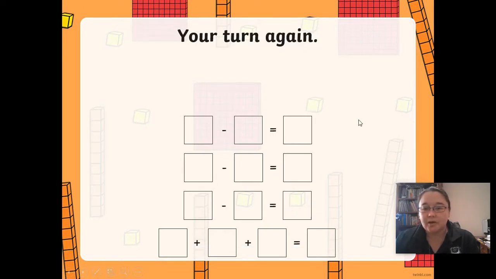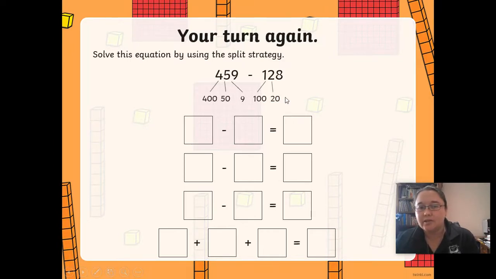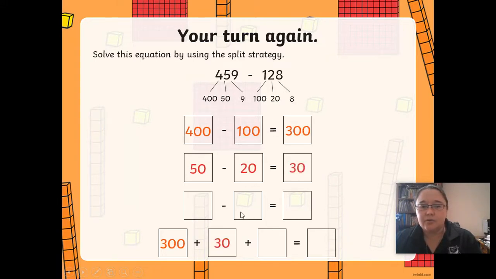So we're going to try it again with the subtraction. So 459 take away 128. So let's split those numbers up again. 459, 100, 20, and 8. So let's start with our hundreds. So move the 400 down, the 100 down. So 400 take away 100 is 300. Then we have 50 take away 20, and that equals 30.